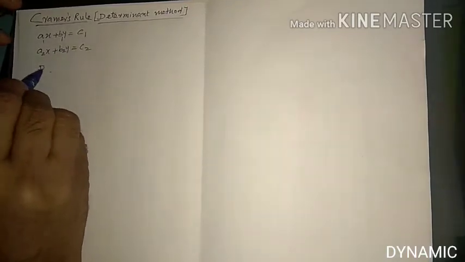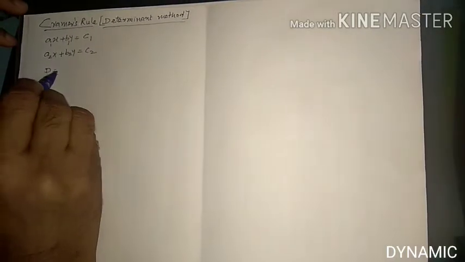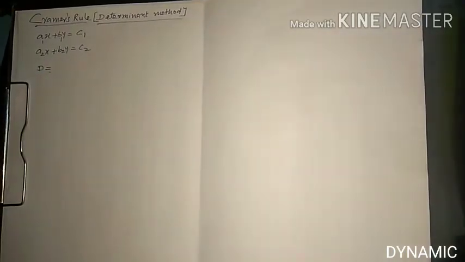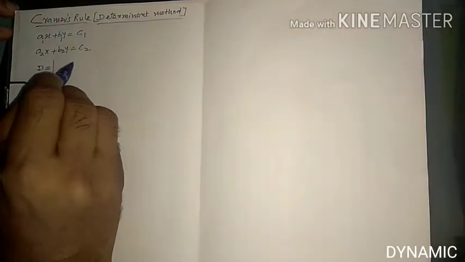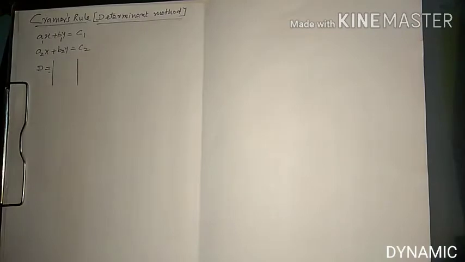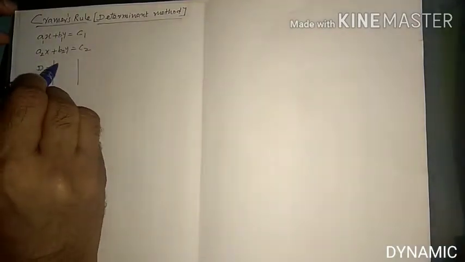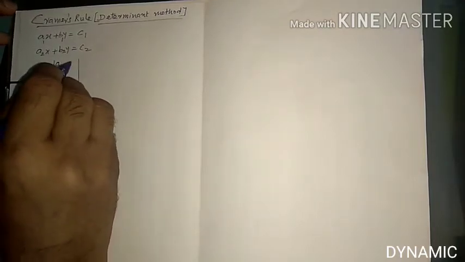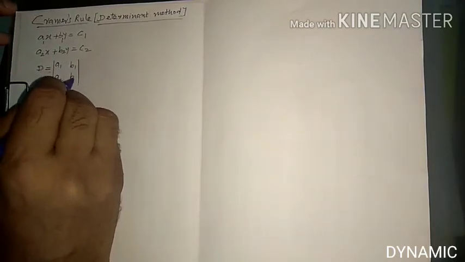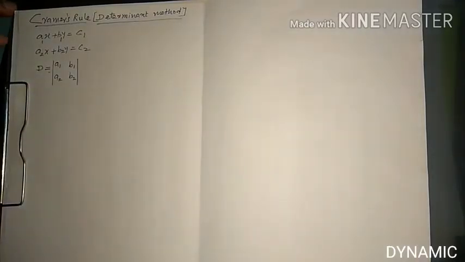Here this is D. D for determinant. Determinant means it can be determined, means we can find it out. It's an absolute value, meaning the modulus value, the exact size. It is a1, a2, b1, b2. This is D.